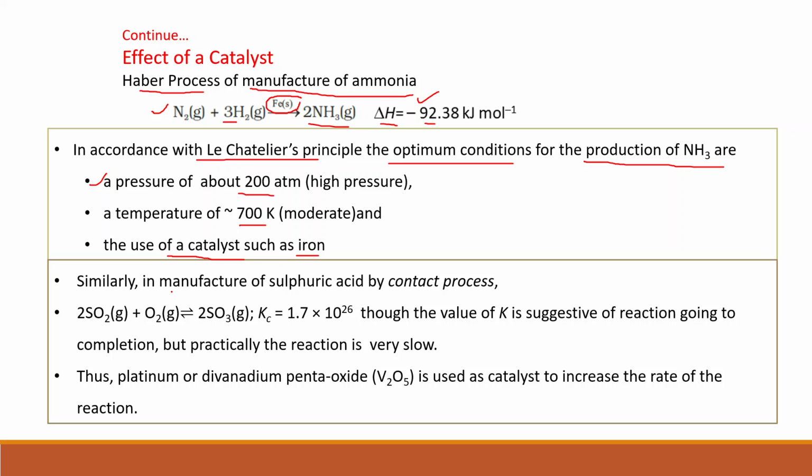Similarly, in the manufacture of sulfuric acid by the contact process, this is one of the reactions taking place in this contact process: SO2 plus O2 converting into SO3, and for this Kc is 1.7 × 10^26. This is a very high value, and this value of K suggests the reaction going to completion, but practically the reaction is very slow. So platinum or divanadium pentaoxide V2O5 is used as a catalyst to increase the rate of the reaction.